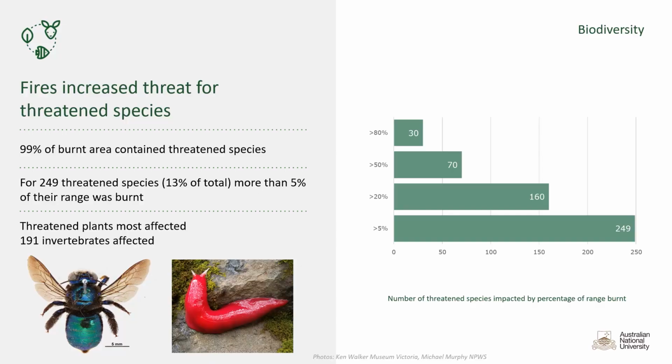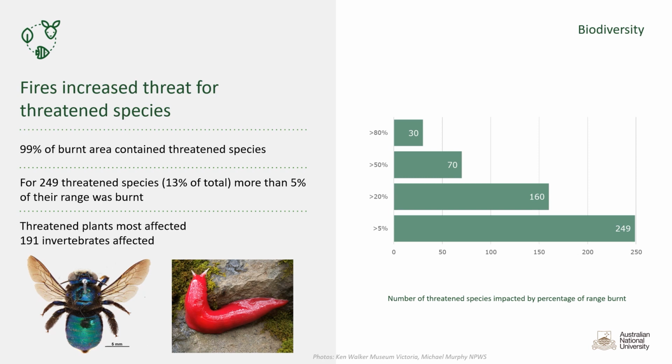The bushfires have pushed many threatened species closer to extinction, both by directly killing them and by destroying critical habitat. Around 6 million hectares of threatened species habitat burnt, and subsequently, 50 threatened animals have been listed as needing priority intervention. Overall, 13% of Australia's threatened species had at least 5% of their range burnt, and on the graph on the slide you'll be able to see other categories of burnt percentages for threatened species.